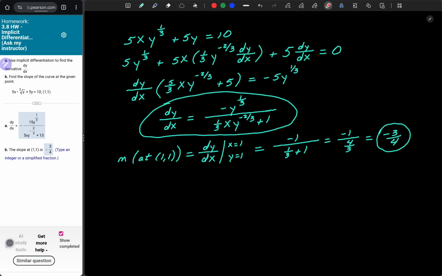Negative 1 divided by 4/3. If you divide by a fraction, you multiply by its reciprocal. So we have negative 1 times 3/4, which gives me negative 3/4 for my final answer. And that matches what they would have, of course.